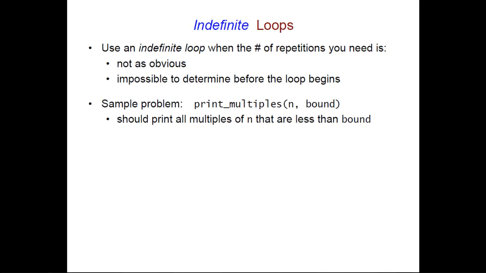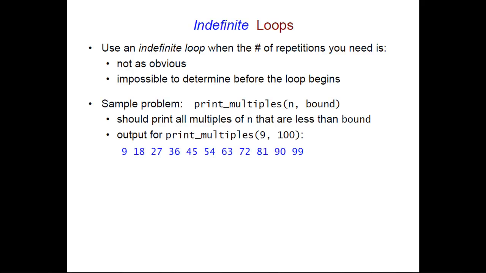So one example of that is if we want to write a function called print_multiples that takes 2 inputs, a number n and an upper bound called bound, and we want it to print all multiples of n that are less than bound. So for example, if we pass in 9 for n and 100 for bound, we should see this output. In theory, we could use a for loop for this problem, but it's hard to figure out ahead of time how many repetitions are needed.